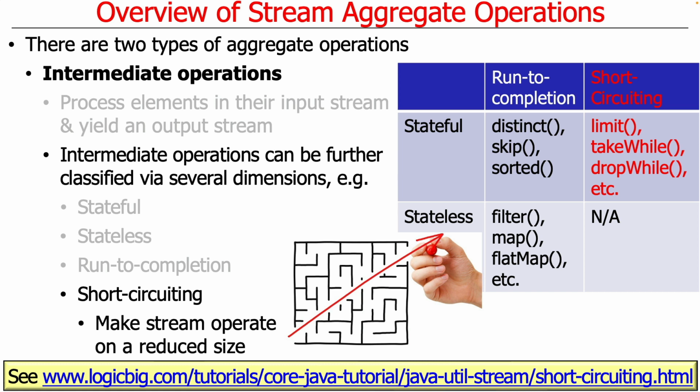And we'll see that other operations like take while and drop while are also short circuiting. Once the predicate that they're passing in is not met, then they stop doing their thing. So short circuiting and run to completion are one dimension, stateful and stateless another dimension. It helps to keep that in mind. There are no stateless short circuiting operations for intermediate operations.